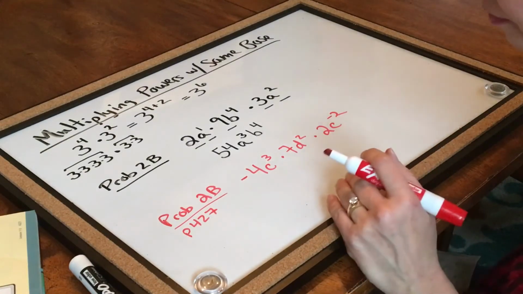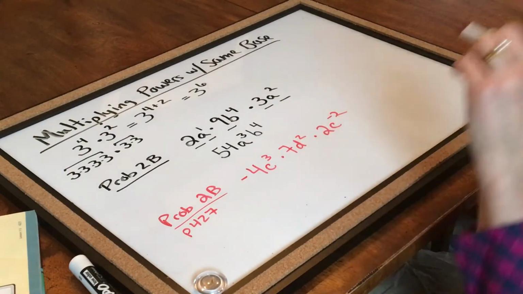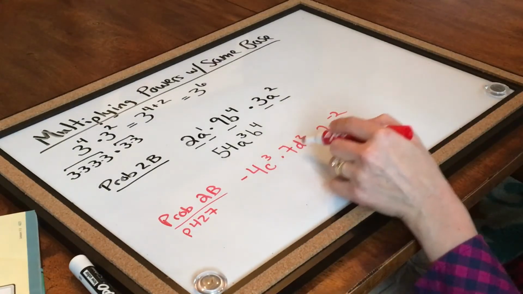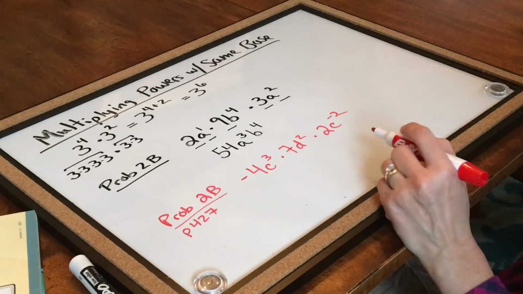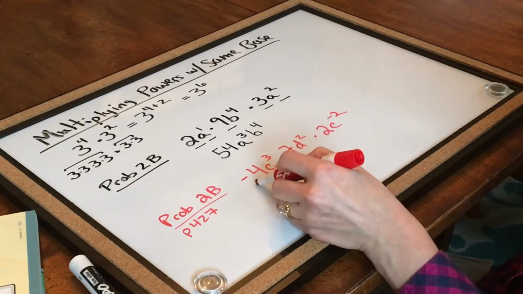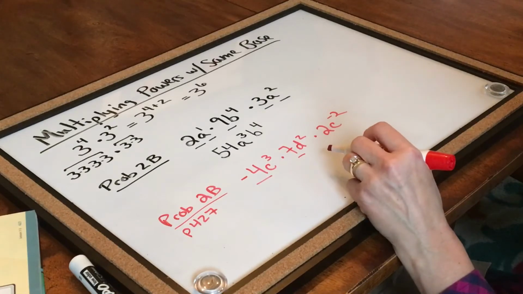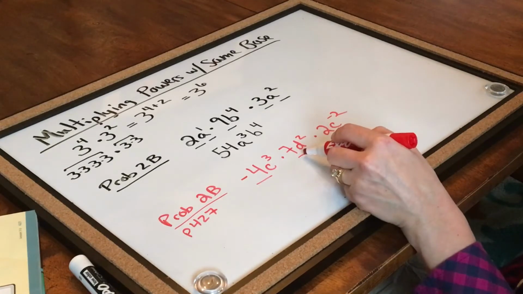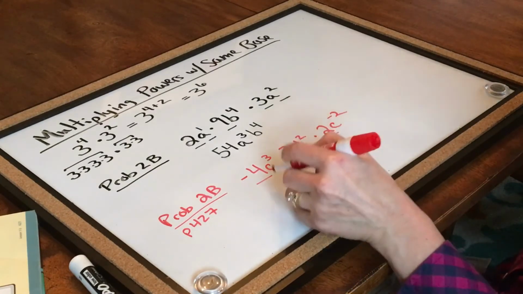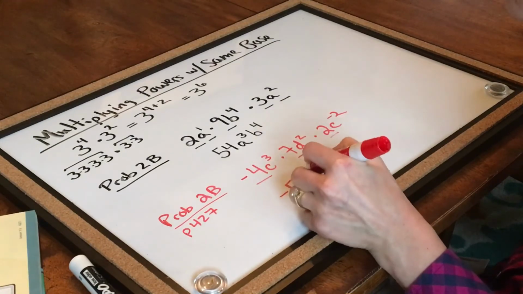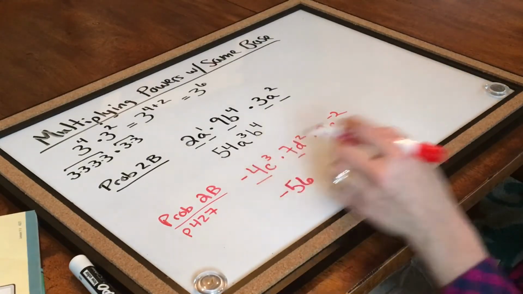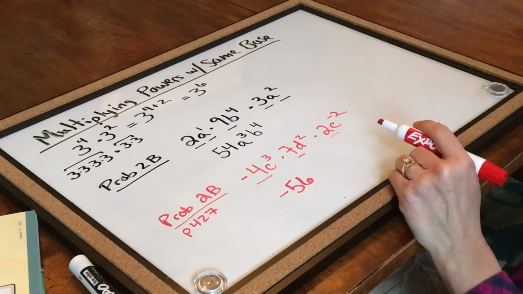Okay, all right, first of all, I can take a look at my coefficients, so I'm going to get that out of the way. So negative 4 times 7 would be negative 28. And then negative 28 times 2 would be negative 56. Okay, I've just underlined them, so I made sure I've gotten them out of the way.